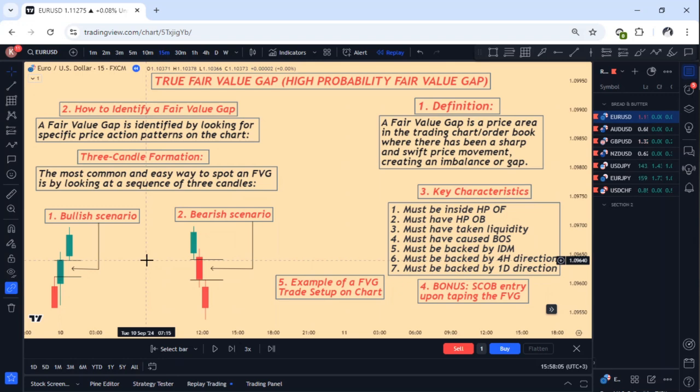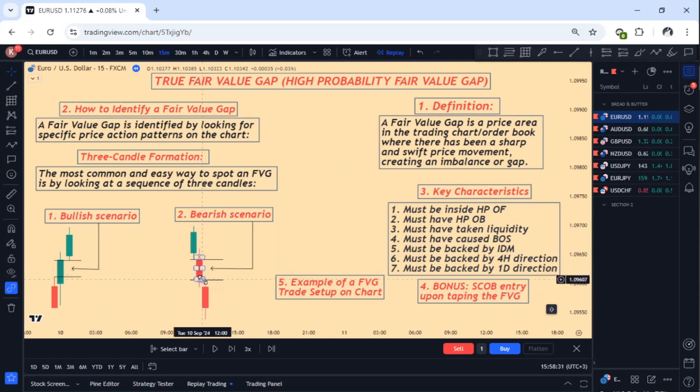Now what about the bearish scenario? For the bearish scenario it is very simple. The first candle here is bullish, it was moving upward, an up candle, and then the second candle is a strong bearish candle, and see it moves downwards. So it creates a gap.